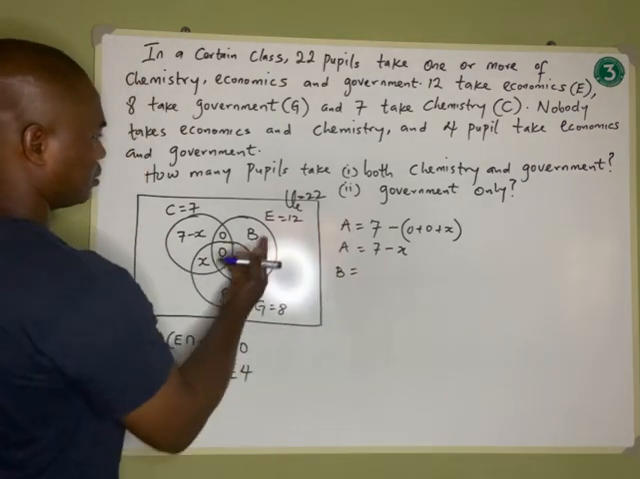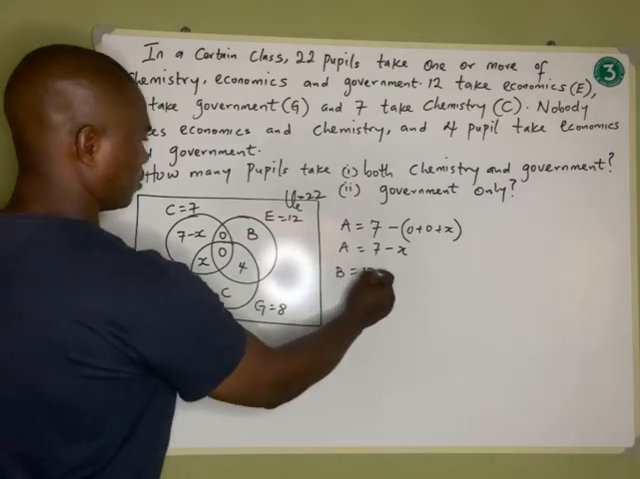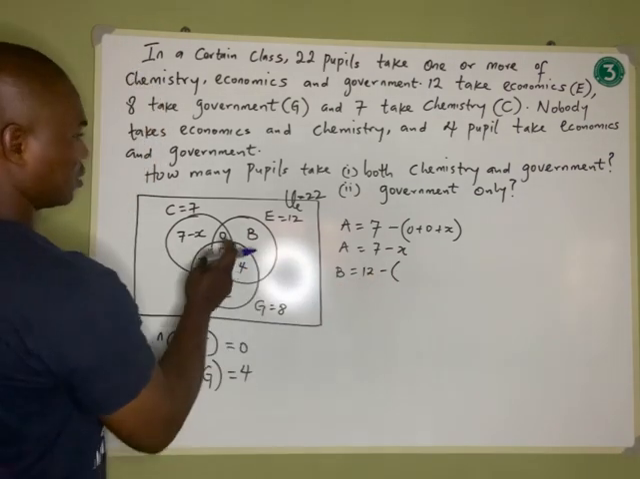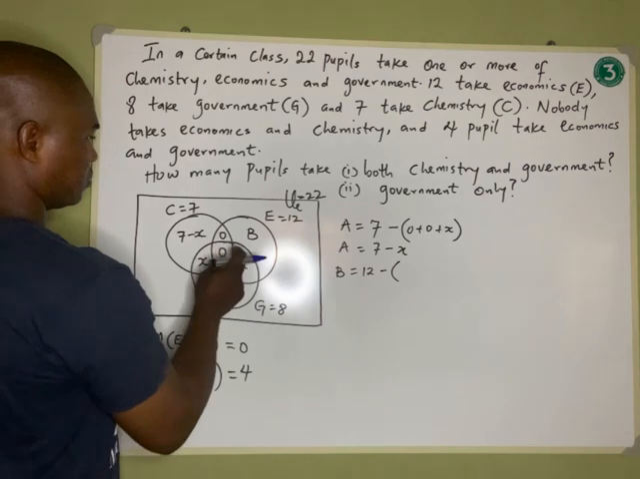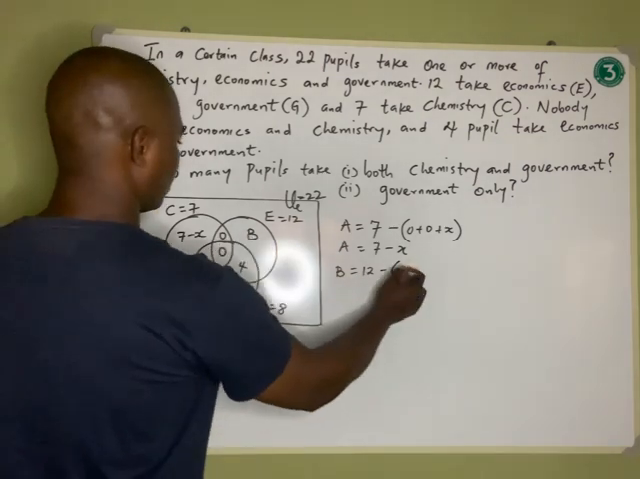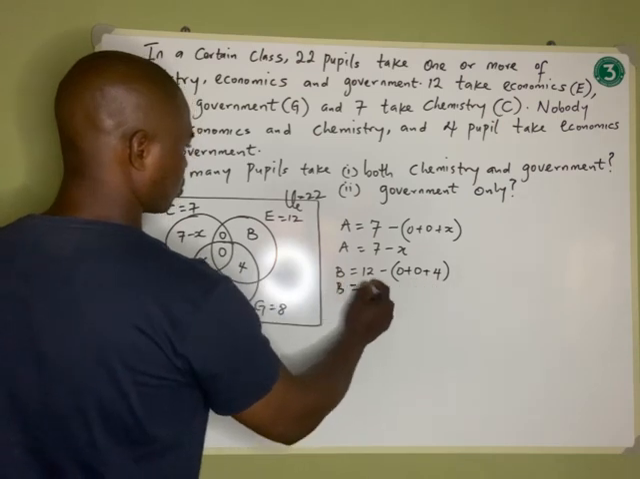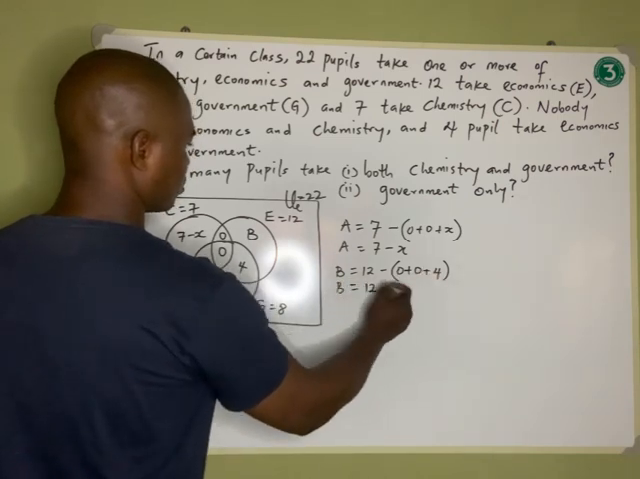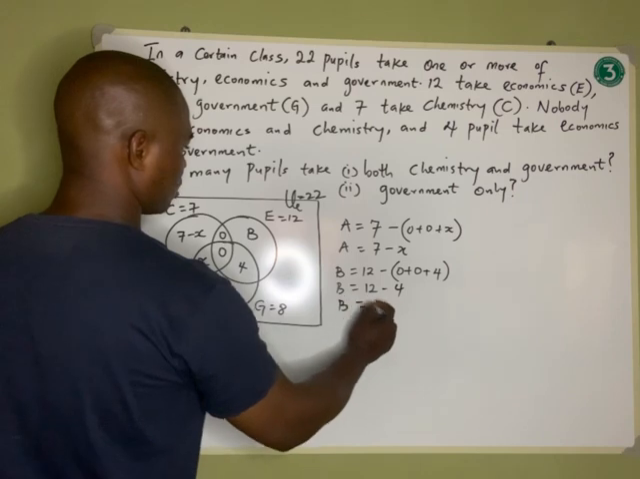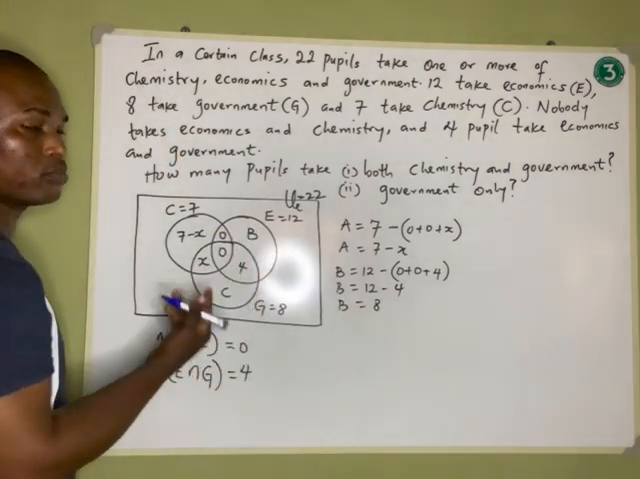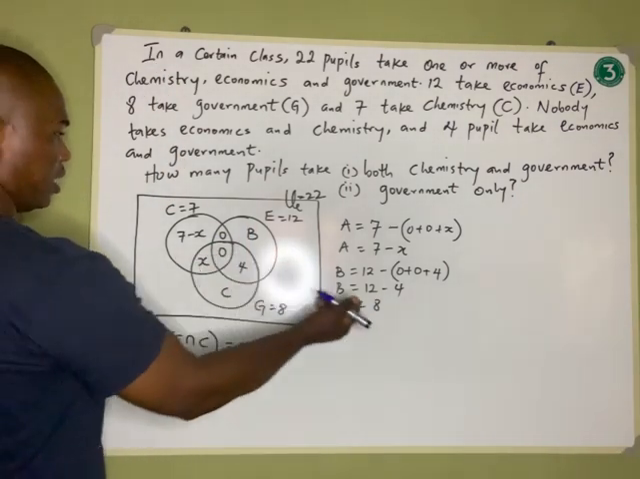We are doing the same thing. 12 minus the addition of all this. Once we get this, I'm going to have 0 plus 0 plus 4. So I'm going to have B is equal to what? 12 minus 4, minus times plus will give me minus. So my B will be equal to what? 8. That is, economics only, the number of pupils that takes economics only will be 8.